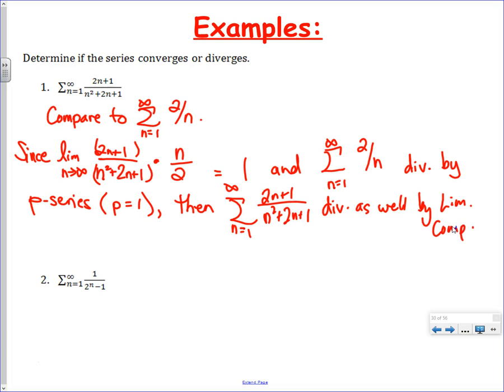Okay, where did you get 2 over n? I looked at the original, and I said, hey, in essence, degree-wise, who is this guy? And this guy is, in essence, like a 1 over n as far as its magnitude.